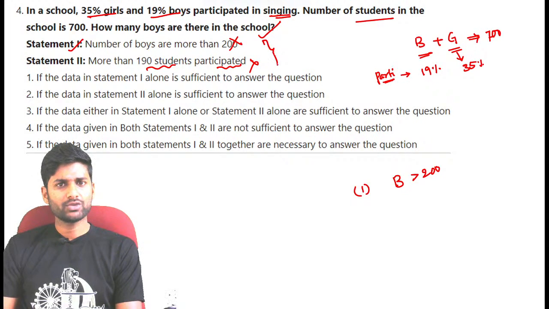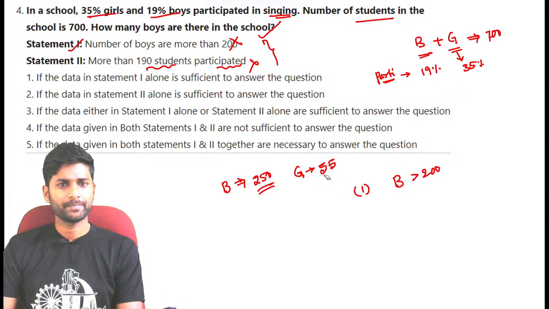By taking them together, you just assume a value. For example, I assume the number of boys is 250. If boys are 250, girls are exactly equal to 450. Just try these things.